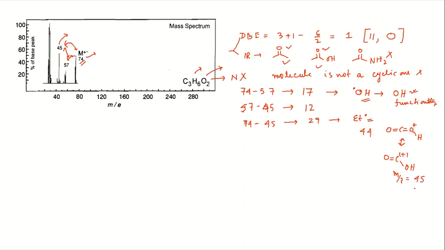Are you getting it? Yes, sir. So this has a chance, this 45, and this is a very big peak. So what you can think is this is stabilized by resonance. So you have quite some stability. So this can be one fragment. And for 57, you can think you have ethyl coming out.